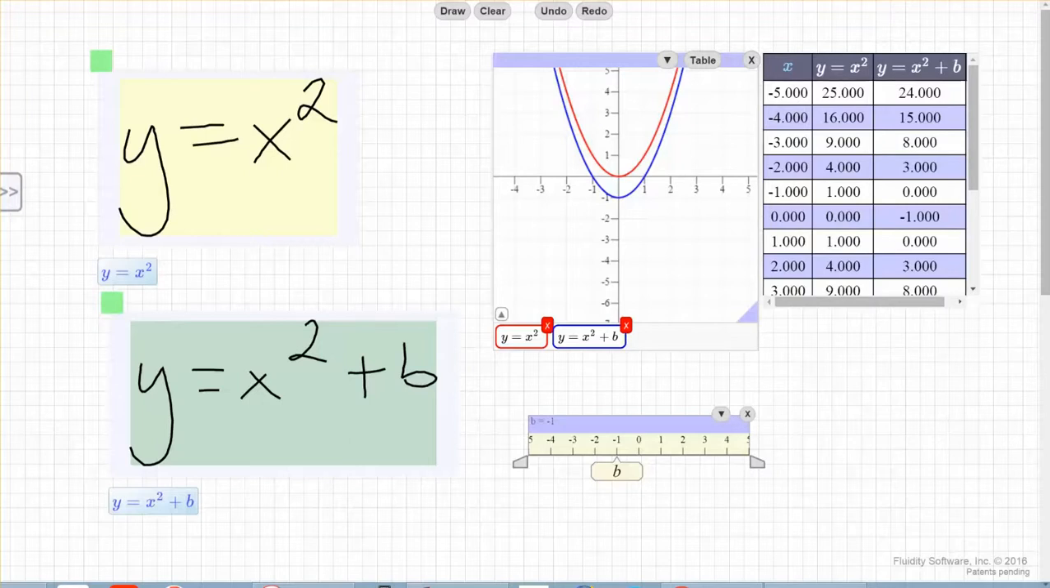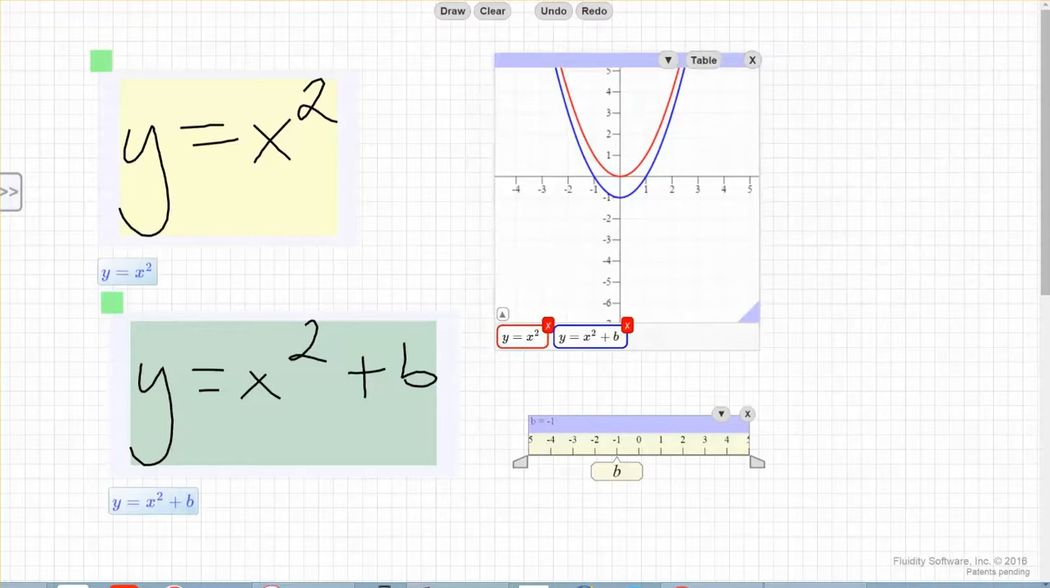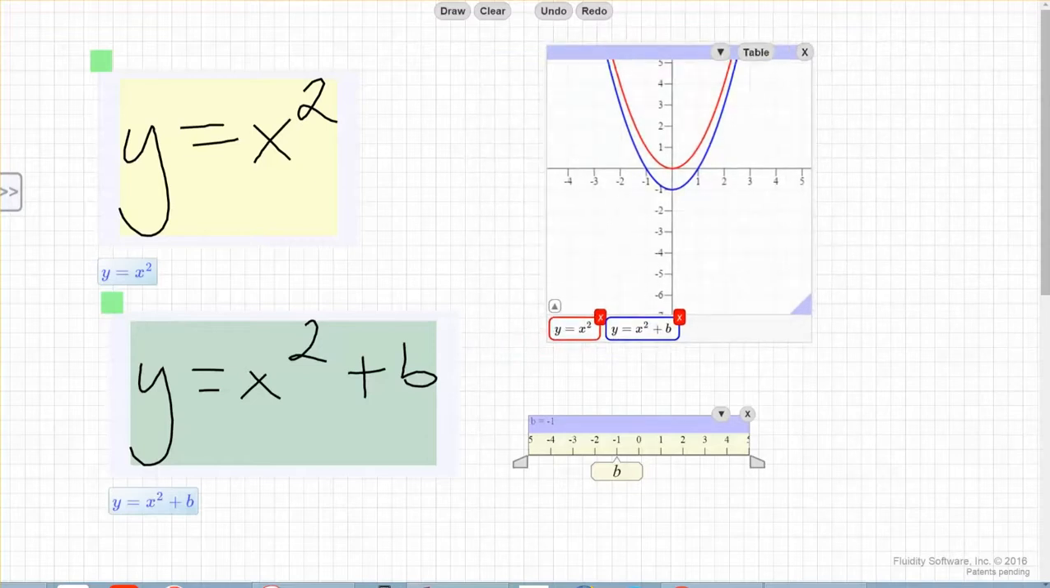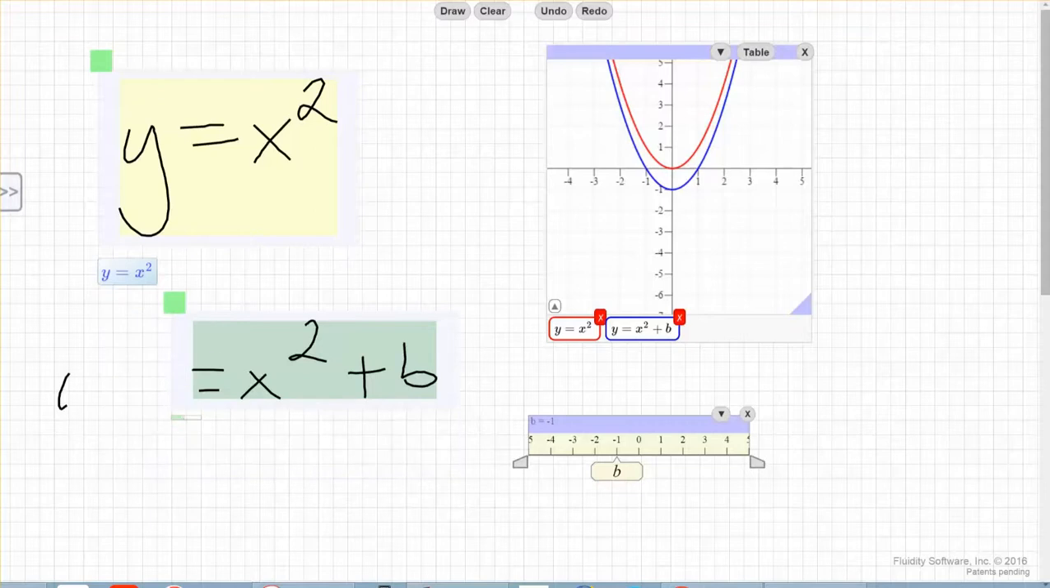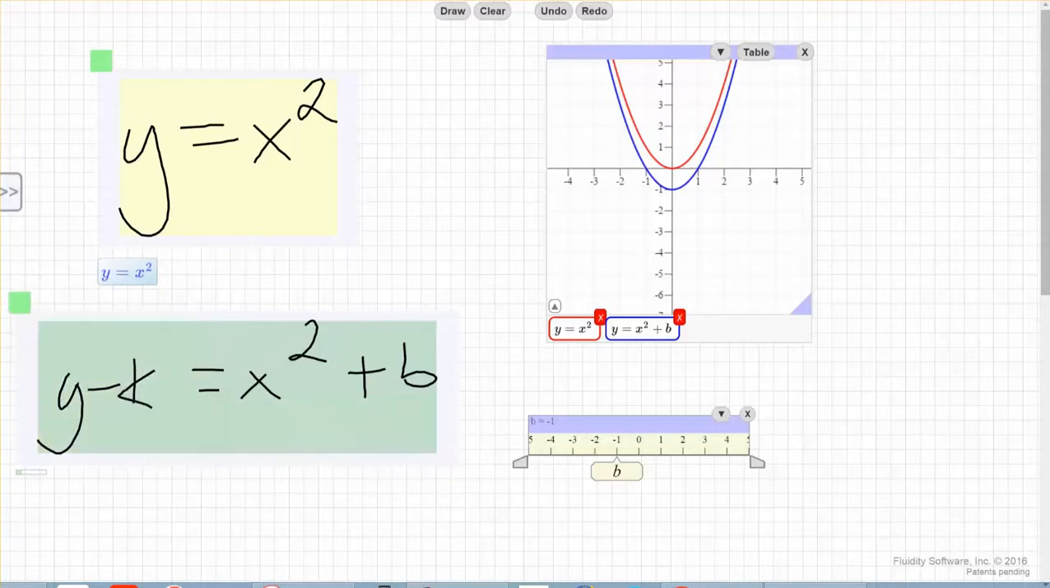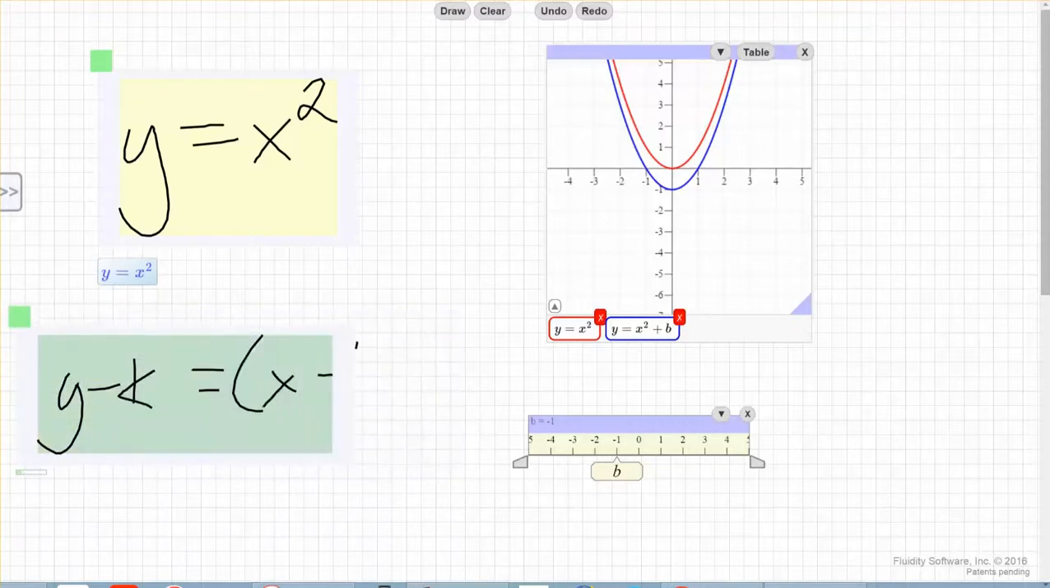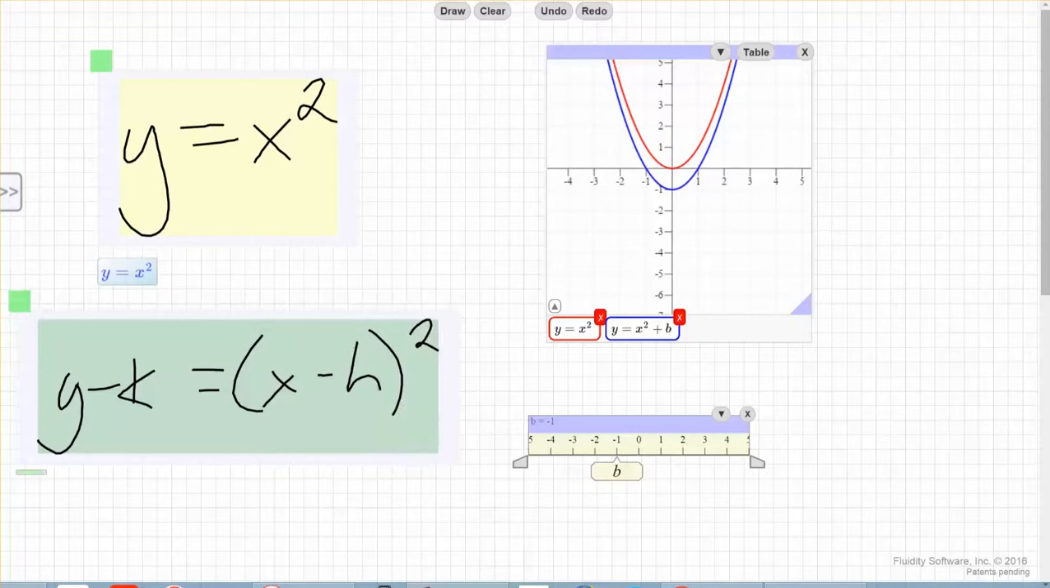And you can put in more than one variable into that quadratic. You could have a couple sliders, like a coefficient of x squared. Yes. So here's a different form where I could do this: y equals a times (x minus h) squared plus k. Let's try that.